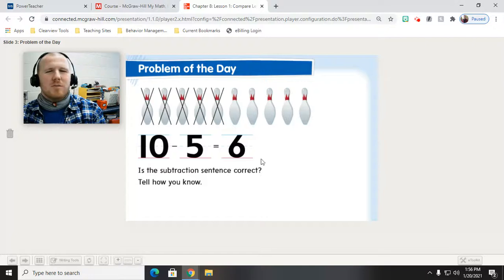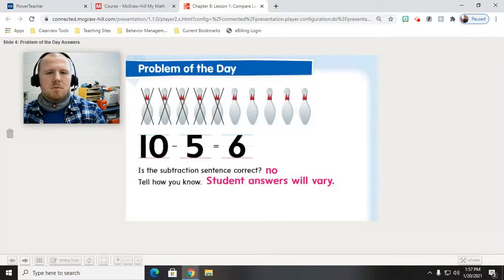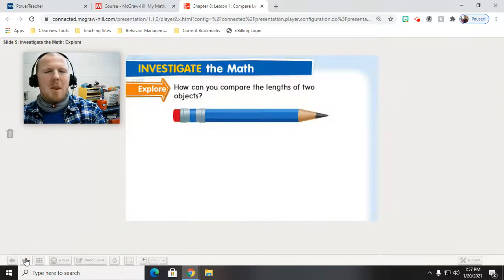Ooh, they're trying to throw us in with something tricky. 10 minus 5 equals 6. Is this subtraction sentence correct? Well, let's see. They had 1, 2, 3, 4, 5, 6, 7, 8, 9, 10 bowling pins. They crossed off 1, 2, 3, 4, 5. So 10 minus 5, that's right. And they show 1, 2, 3, 4, 5. That is not a 5, that's a 6. They did that wrong. Don't worry about that.